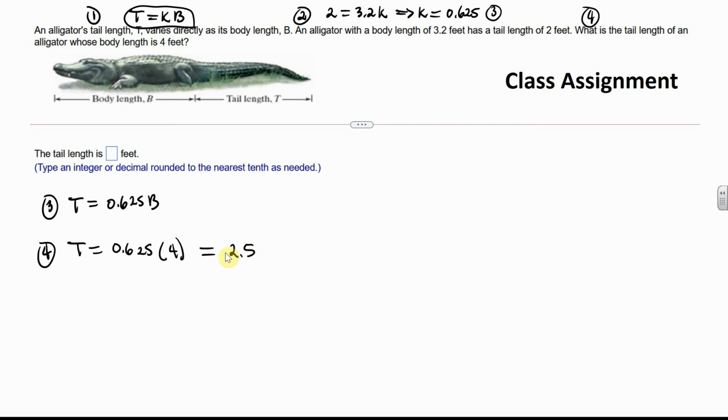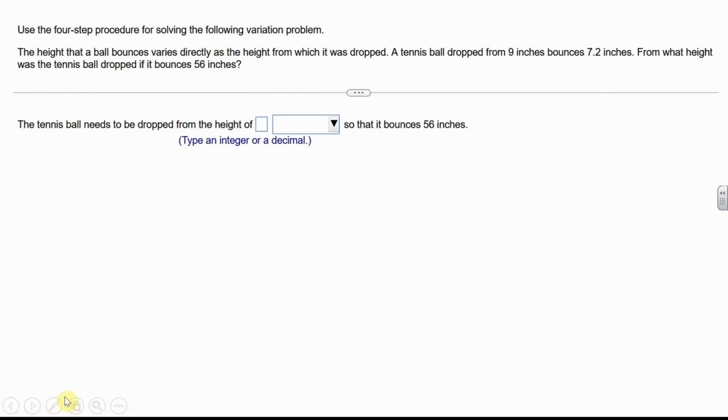.5, and the units that they're given in are in feet. That wasn't so bad, was it? Okay. All right.